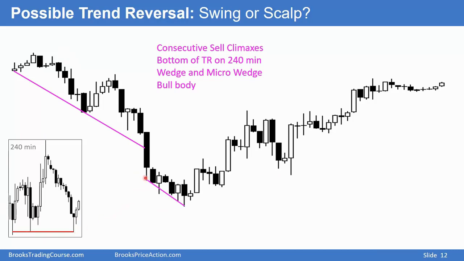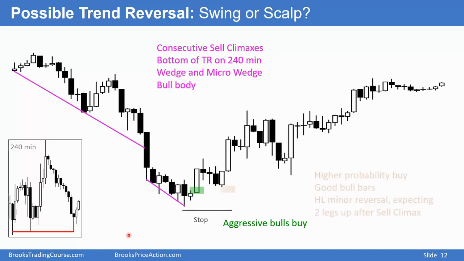And if you want, you can call it a micro wedge, 3 pushes down, 1, pullback, 2, pullback, 3, and a larger wedge, 1, 2, and then 3. Second entry buy, first entry, second entry. It's a reasonable, aggressive buy for bulls looking for a swing up. If they buy above this bull bar, it's reasonable to put a stop below the low of this bear bar, betting that the support at the bottom of the 240-minute trading range will hold.